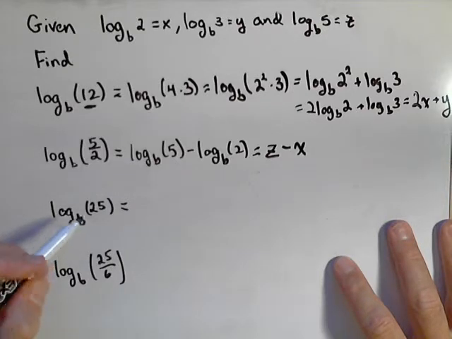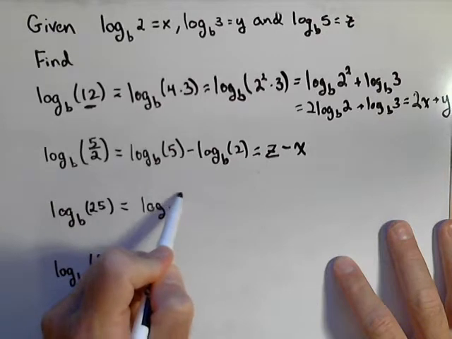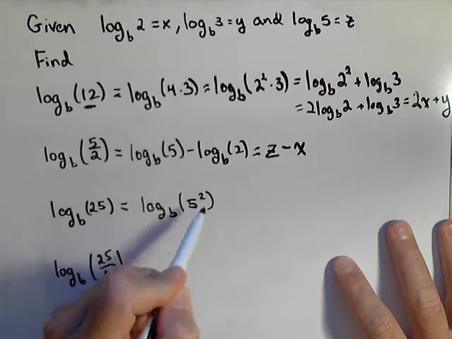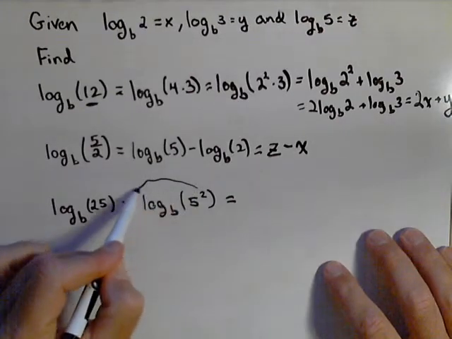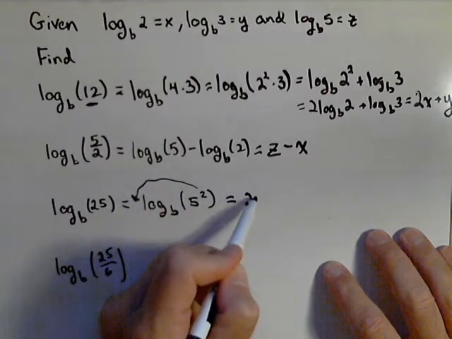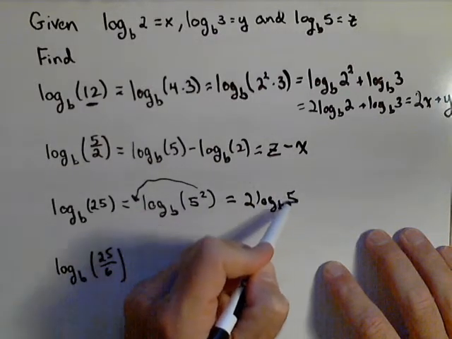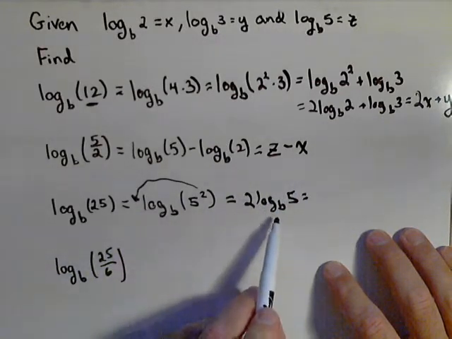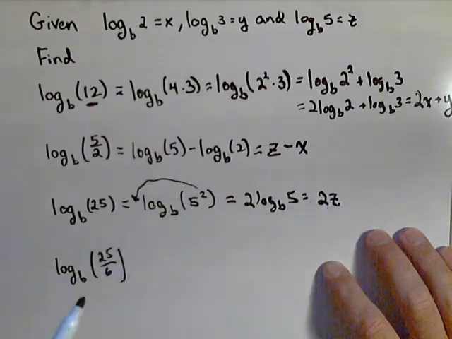Log base b of 25. We could rewrite that as log base b of 5 squared, which from our property of logs just allows us to pull the exponent out front. That's 2 log base b of 5. Log base b of 5 is z, so 2 times z.